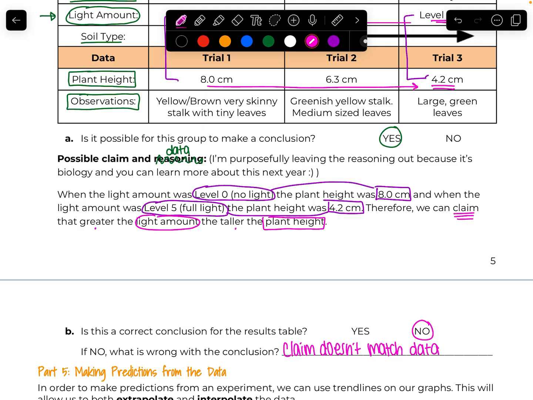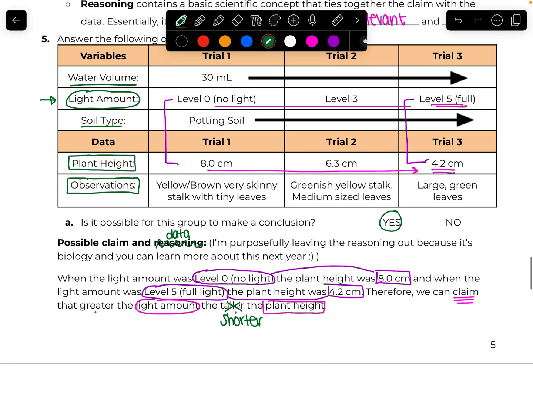So ask yourself, can I fix this? Is this an easy fix or a hard fix? Do I have to run an entirely new experiment? Well, no. There's a pretty easy way to fix this one. All I have to do is say, the greater the light amount, the shorter the plant height. My reason for choosing it this way is that if you were going to try and fix a conclusion, you can always change your claim to match what your data says.